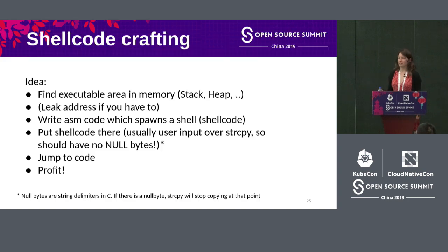So this is the basic idea. You find some executable area in your memory, like the stack or the heap. Sometimes you have to leak the address, but in our example, to make it easy, the program will just give us the address. Then you write some assembler code, put your shellcode into your buffer, overwrite the return address, and jump there directly.